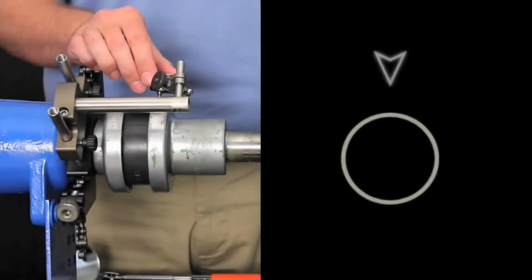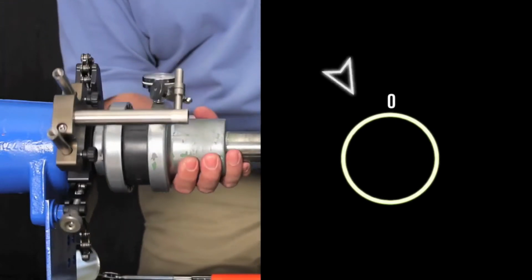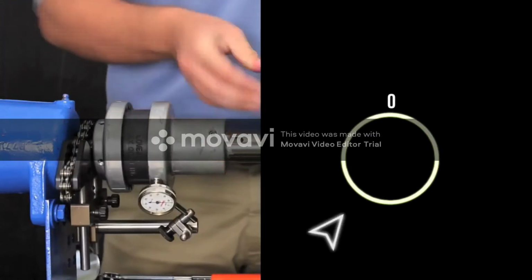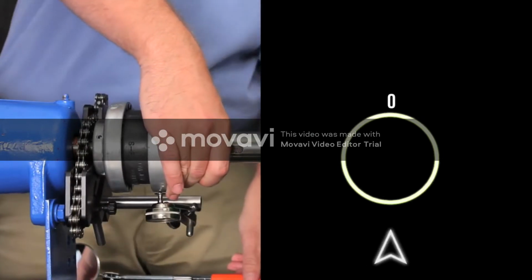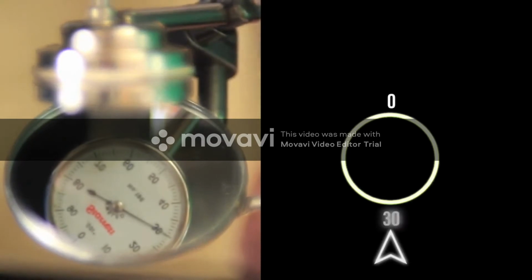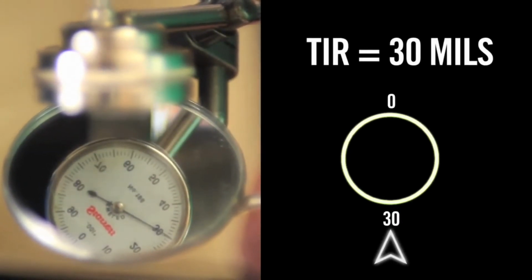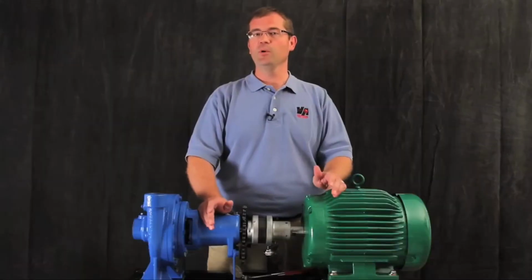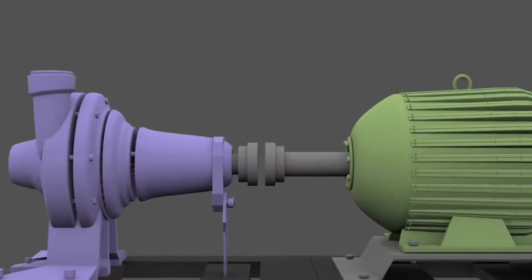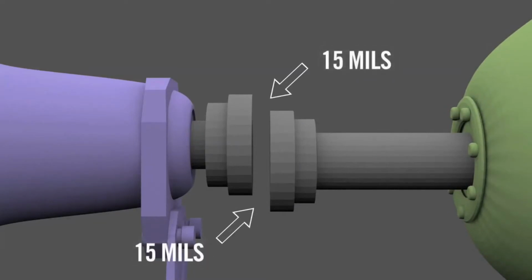I'll zero my dial indicator at 12, and then roll it 180 degrees to 6 o'clock. It reads 30 mils, which represents the total indicator reading, or TIR. Now, as you're probably aware, the actual vertical offset of the shafts is half the TIR, or 15 mils.